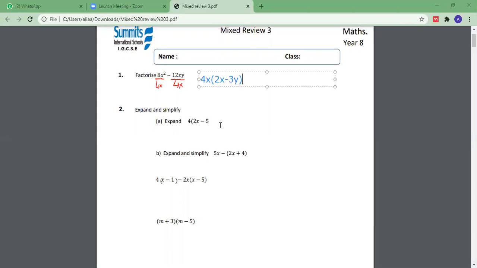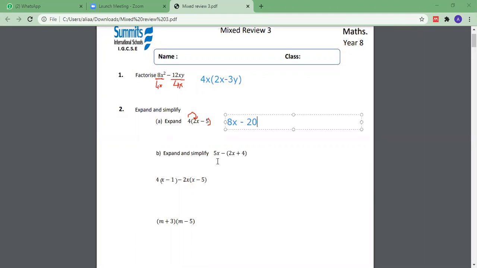I have, there's supposed to be a bracket here. So I have 4 bracket 2x minus 5. Here we're supposed to have another bracket. Okay. First of all, I will multiply 4 by 2x, which will be 8x, minus 4 multiply 5 will be 20. Multiply, okay? Bracket means multiply. Okay, let's see this question.